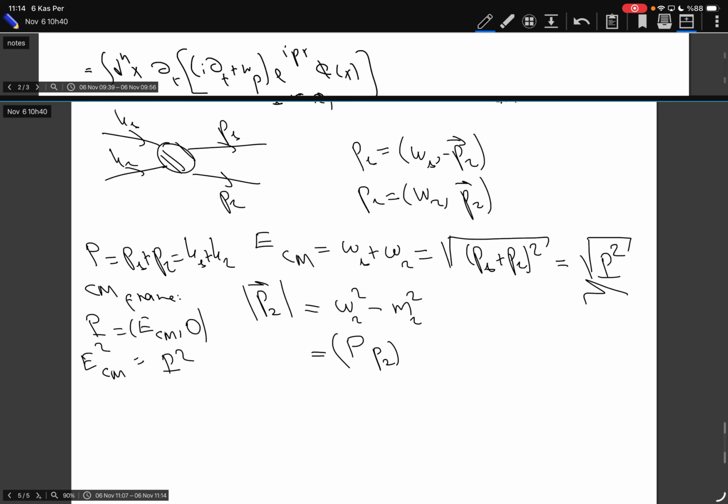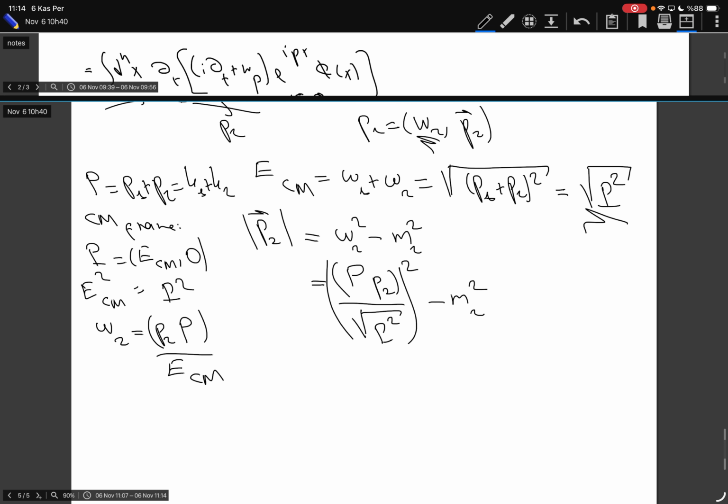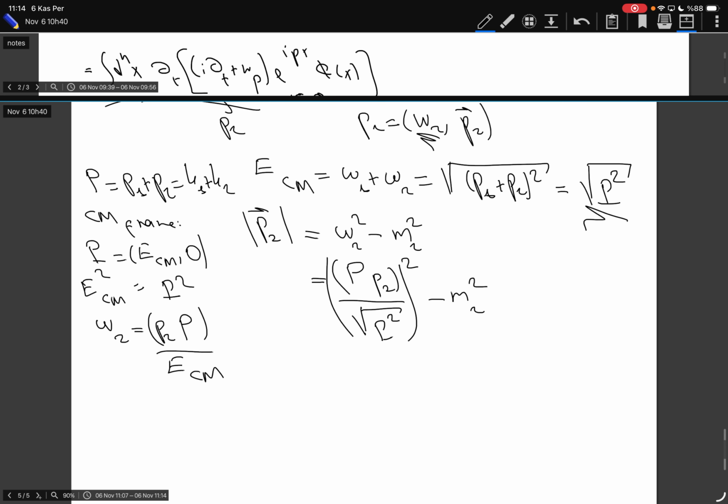And omega 2, this one only, will be P2 times capital P divided by E center of mass. So P2 will be divided by square root of P squared, this is omega 2, this whole thing squared minus m2 squared. Now everything is Lorentz invariant. Well, I might be more tempted to describe this process.